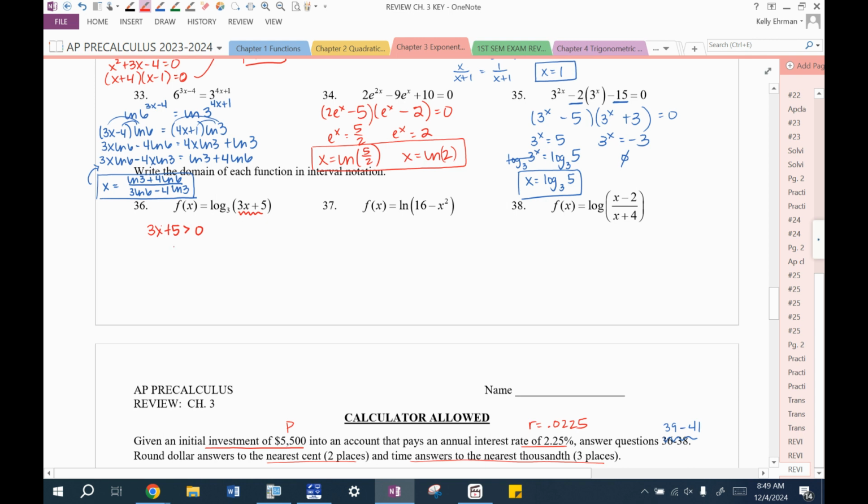Now, if it's just a linear expression like this, I can just isolate x. So I'm going to subtract 5, divide by 3, and in interval notation, that's negative 5/3 to infinity. So that's my domain.